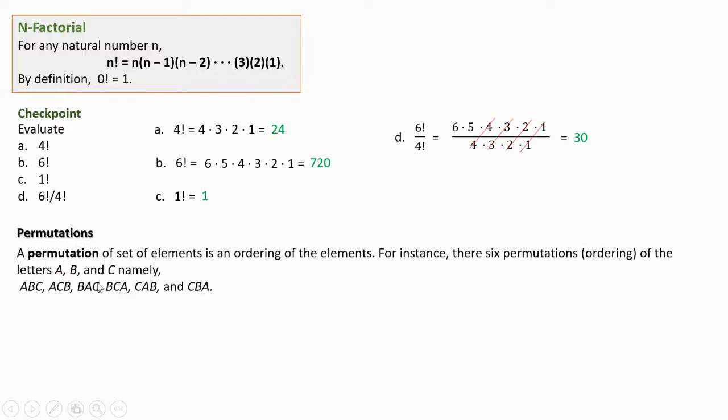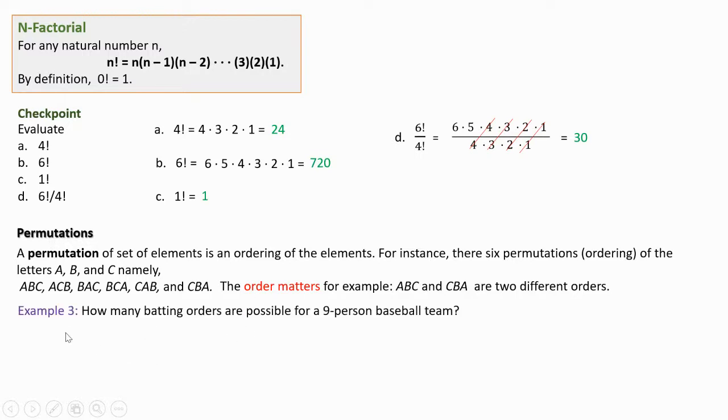Now comes permutation. A permutation of a set of elements is an ordering of the elements. For instance, there are 6 permutations ordering the letters A, B, and C. These are all the possible ways you can name the letters in different order. Hey guys, the order matters. For example, A, B, and C is different than C, B, and A. These are two different orders. This is crucial, guys, because for permutation the order matters, and for combination the order does not matter.